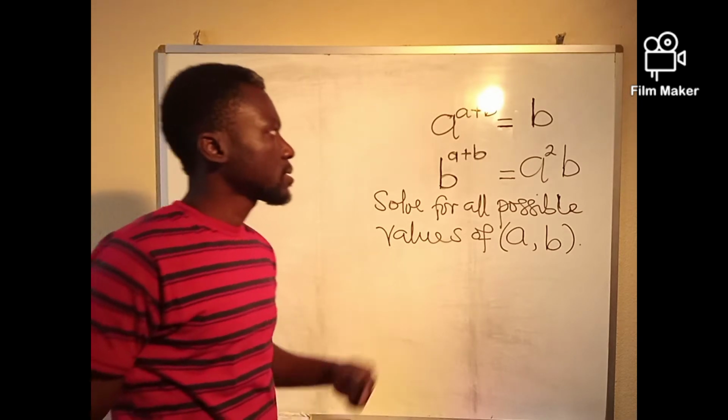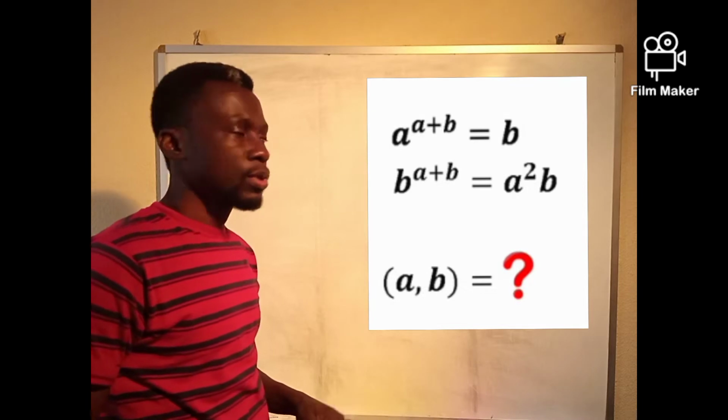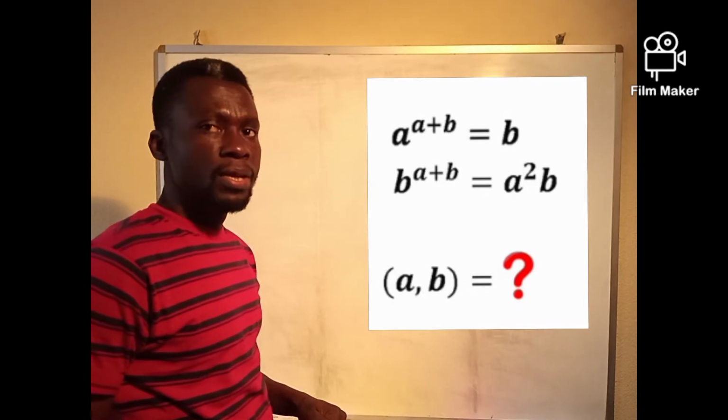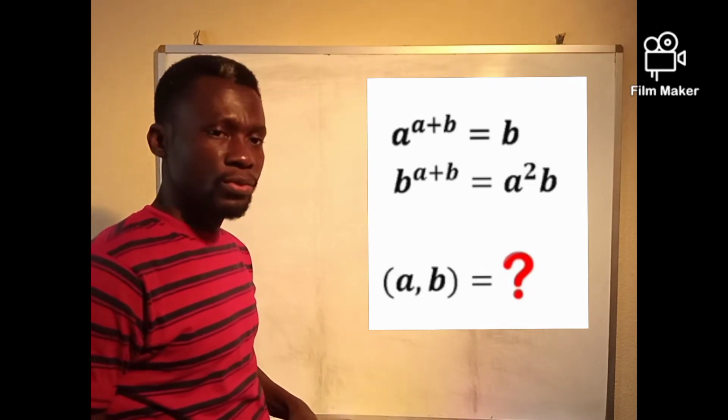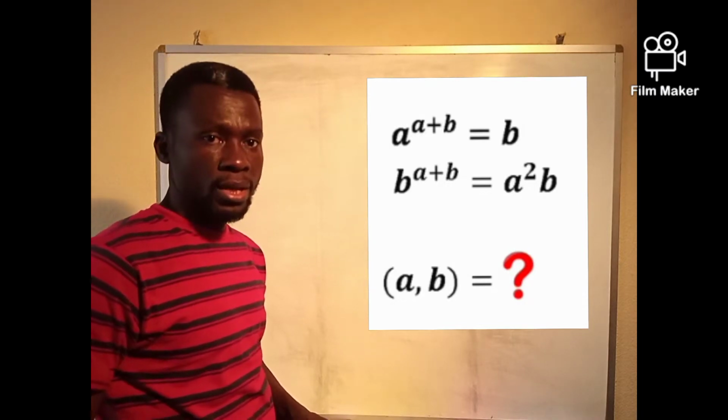In this video, we're going to solve this problem that was posted on Facebook. The question says that a raised to the power a plus b is equal to b, and b raised to the power a plus b is equal to a squared b. Solve for all possible values of a comma b.